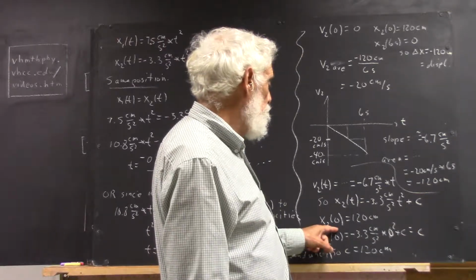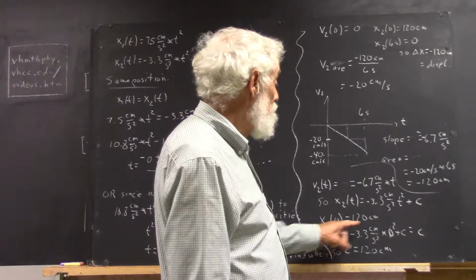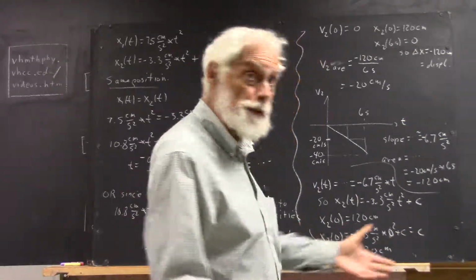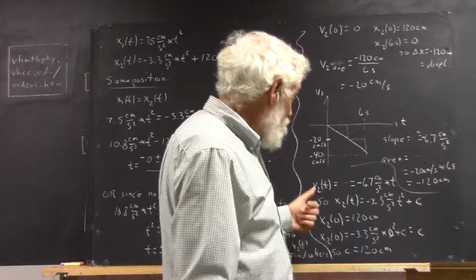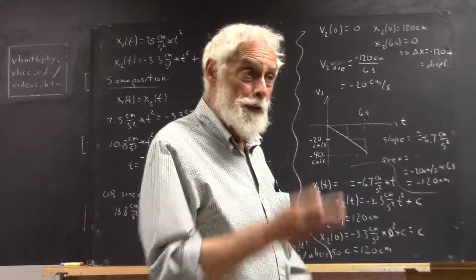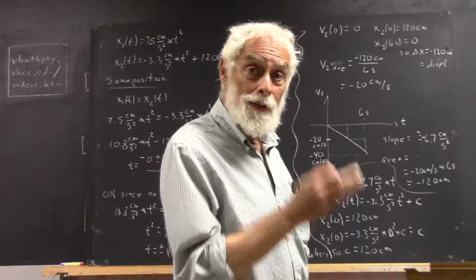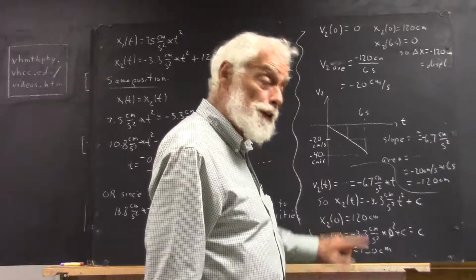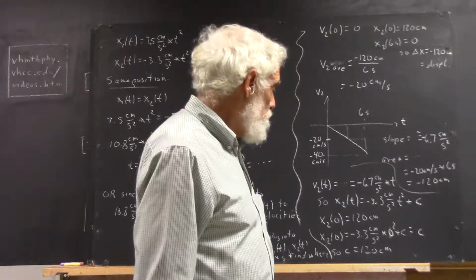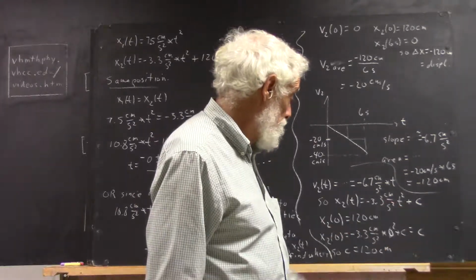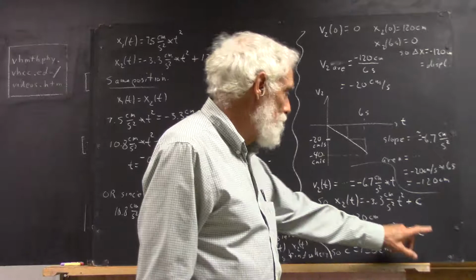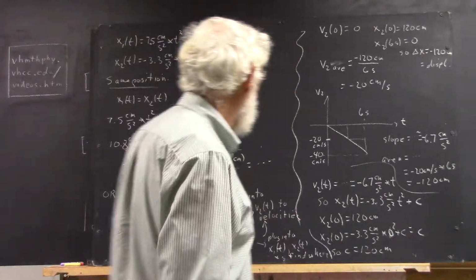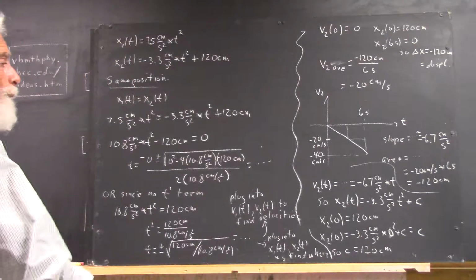So let's see, x2 of 0, well, it's not 0 anymore, it's 120 centimeters, so you don't just automatically write down x of 0 equals 0. X of 0 is whatever the position is when the clock is at t equals 0. In this case, that's 120 centimeters. Also, of course, by this function, x2 of 0 is just c, the same way it was before, so c has to be 120 centimeters. And now we have two functions.